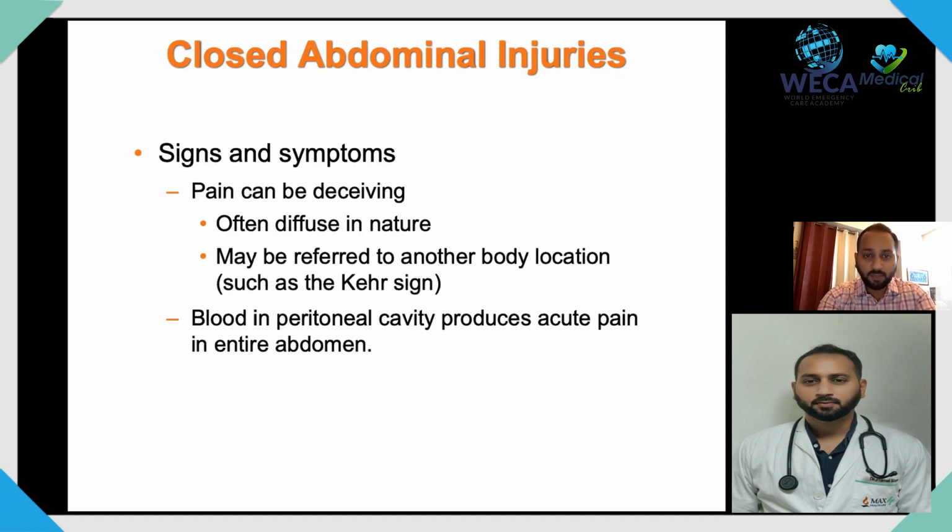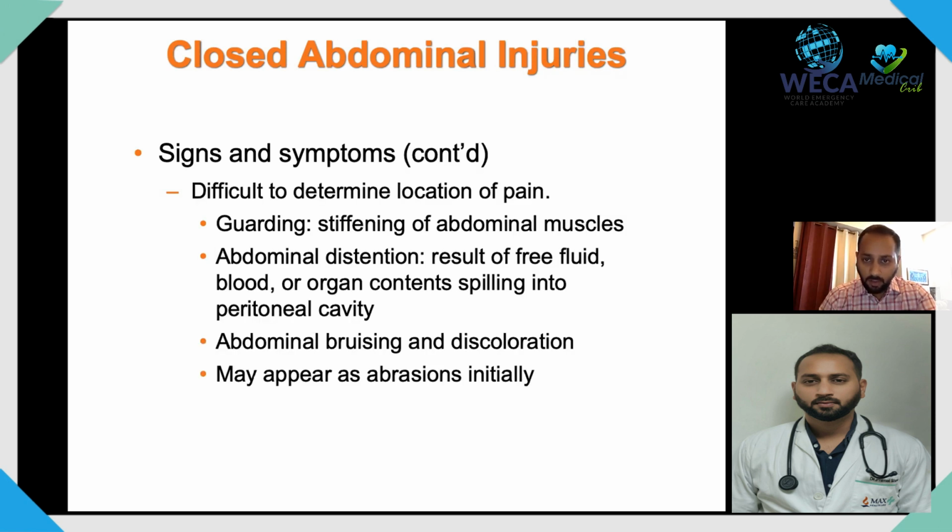The signs and symptoms of these blunt injuries can often be very deceptive. The pain usually is diffuse in nature, and the pain may not be where the injury is. It may be referred to another body location, for example, we have the Kehr sign, which we'll come to later. Similarly, blood in the peritoneal cavity can cause acute pain in the entire abdomen, and it can present with signs of peritonitis. All these factors make determining the location of the pain a little difficult.